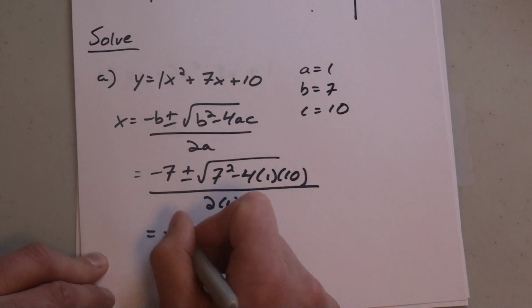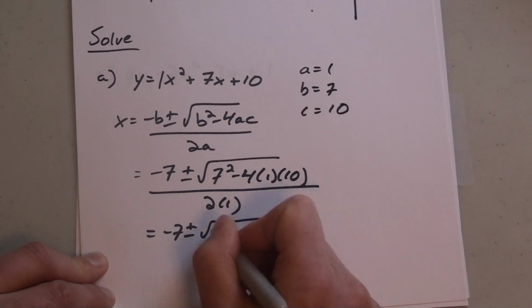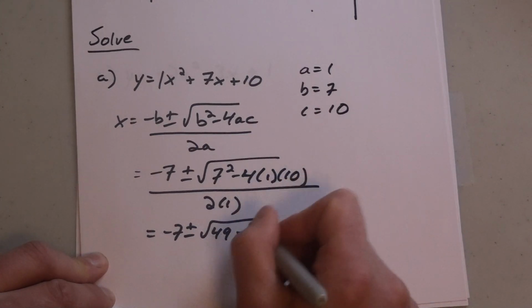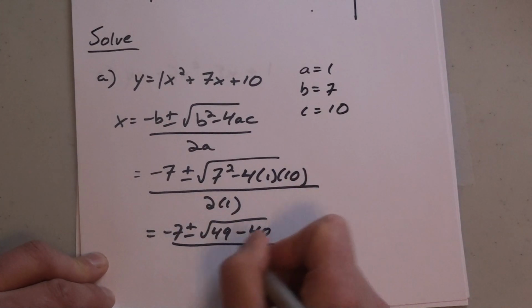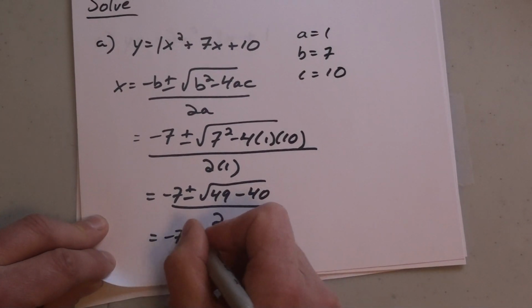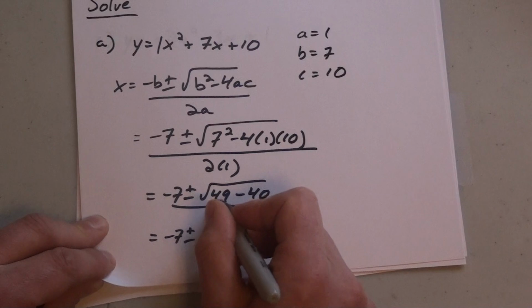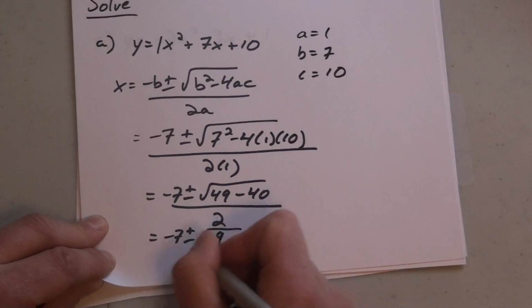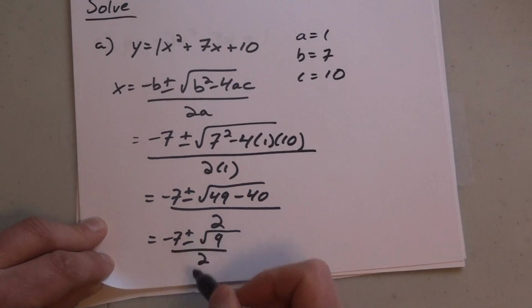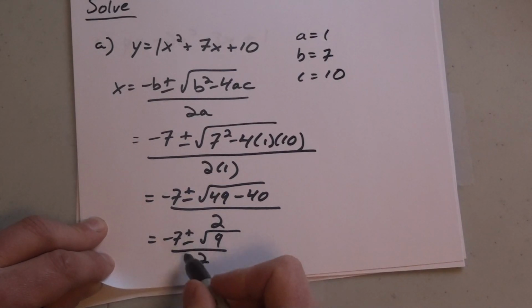That gives me negative 7 plus or minus the square root. 7 squared is 49 minus, multiplying all three of those together, gives you 40, all over 2. Negative 7 plus or minus the square root of 49 minus 40, which is just 9, all over 2. Now I get down to this point and the plus or minus comes into play. It actually is going to give me two different answers.